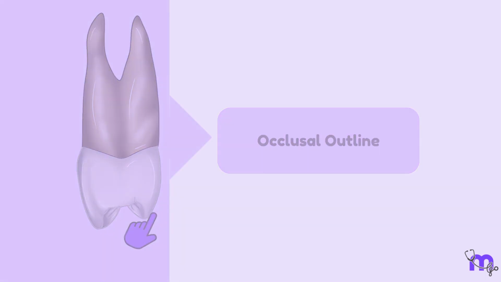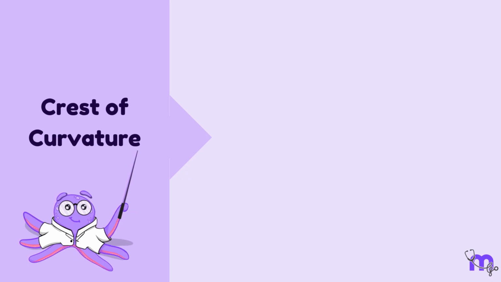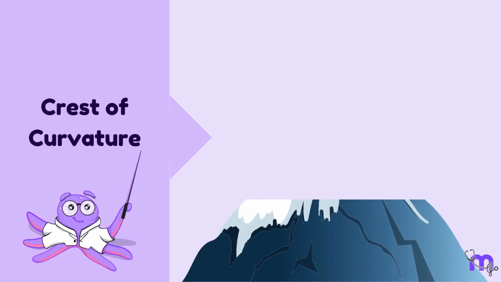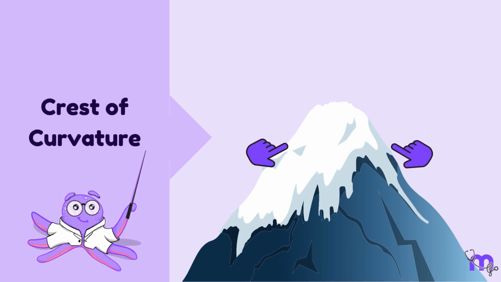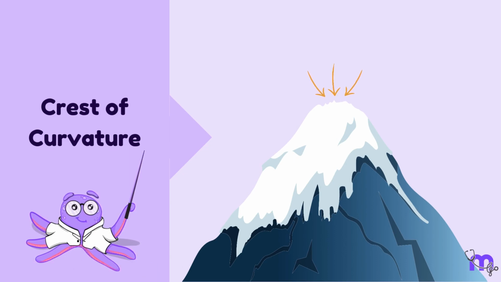Remember, in case of posterior teeth, instead of incisal outline, we would see the occlusal outline. Next, let us understand the term crest of curvature. Imagine an outline of a mountain. Whenever you see a mountain, you notice the peak, with slopes on either side that gradually descend to the ground level. The highest point of the curvature of the hill is called the crest of curvature.